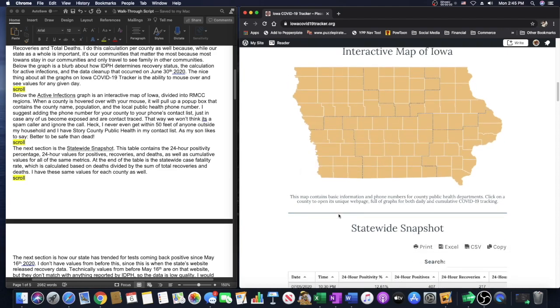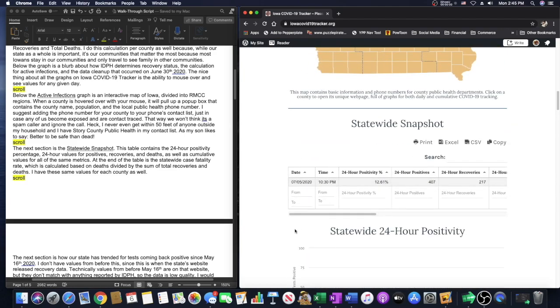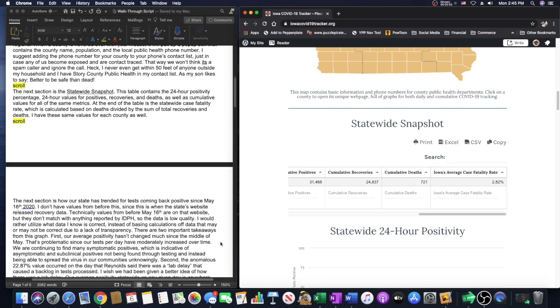The next section is Statewide Snapshot. This table contains the 24-hour positivity percentage, 24-hour values for positives, recoveries, and deaths, as well as cumulative values for all the same metrics. At the end of the table is the statewide case fatality rate, which is calculated based on deaths divided by the sum of total recoveries and deaths. I have these same values for each county as well.